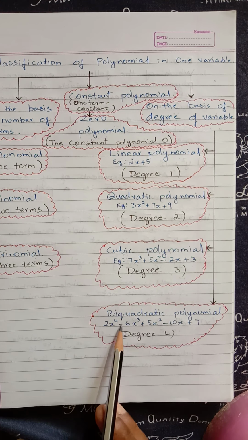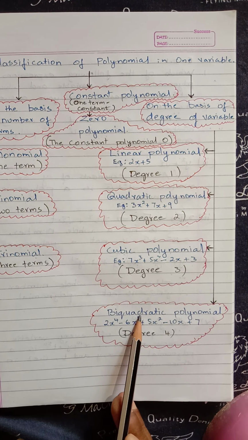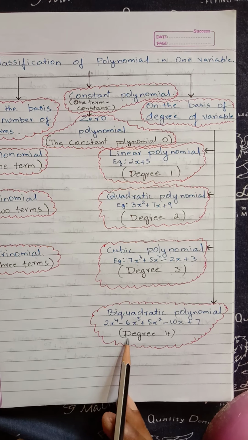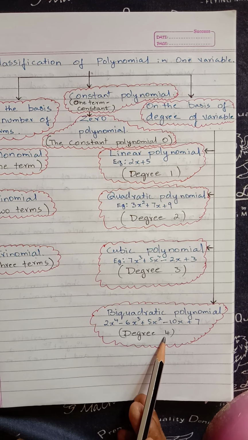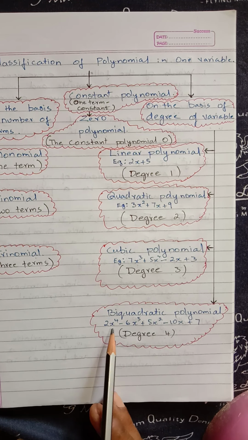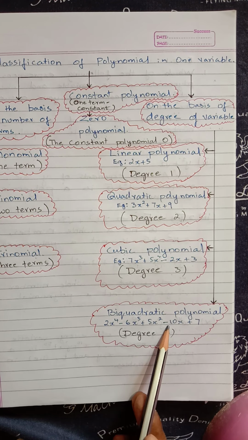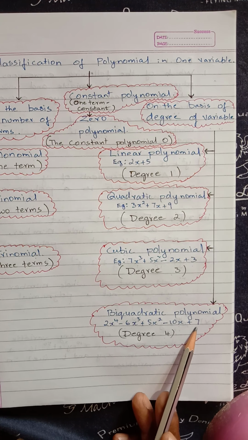And the last one, biquadratic polynomial. Biquadratic is nothing but power 4. That is when we have the greatest power as degree 4, then it is called a biquadratic polynomial. Example, 2x to the power 4 minus 6x cubed plus 5x squared minus 10x plus 7.